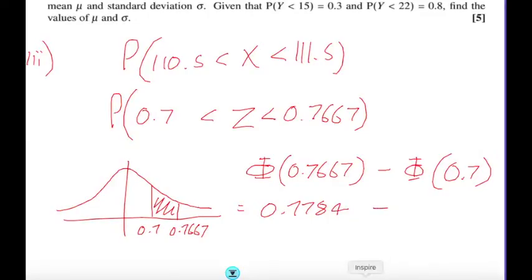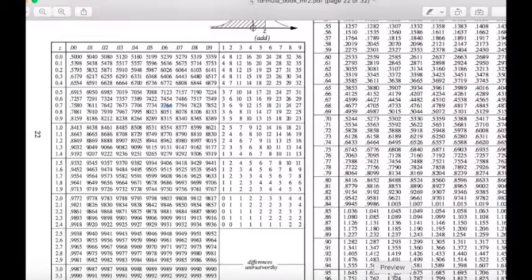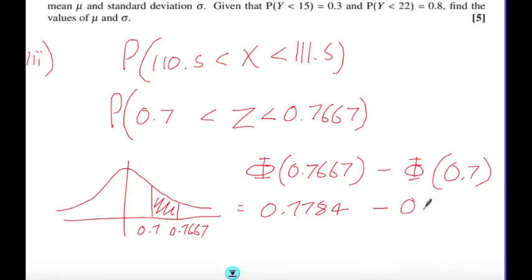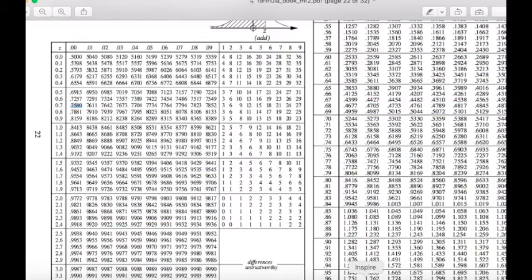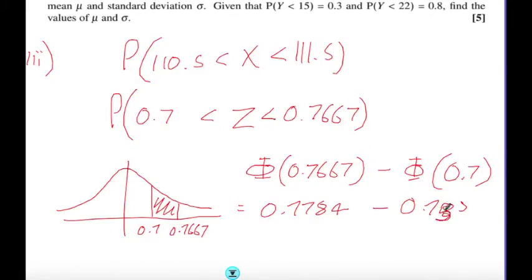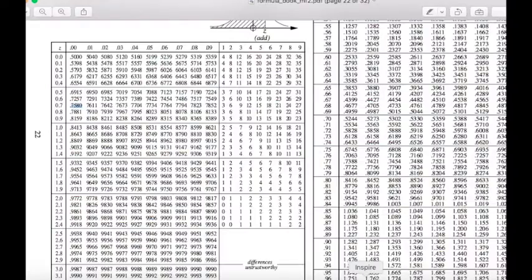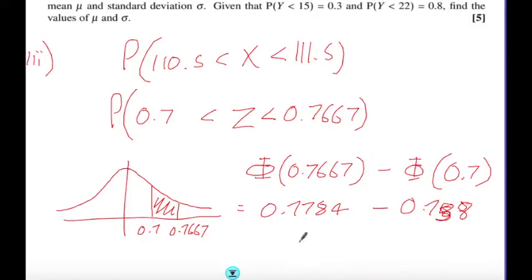And then we need to take away the value for 0.7, which is a lot easier because it's an exact number. And that's 0.758. Right, so 0.7784 minus 0.758 is 0.0204. Right, let's check that.